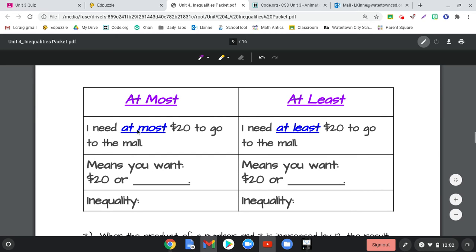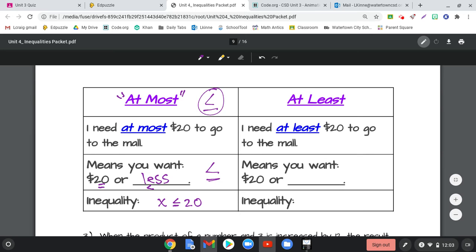We can all relate to money. If I say I need at most $20 to go to the mall, that means I want $20 or less. So to represent that, it could equal 20 or it could be less than 20. When you put those together, that's less than or equal to. So wherever you see the words "at most," you're going to use less than or equal to. This would be represented as the money that I want. The value can be less than or equal to 20, if I say I want at most $20.